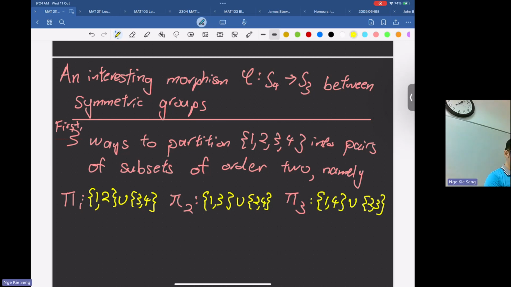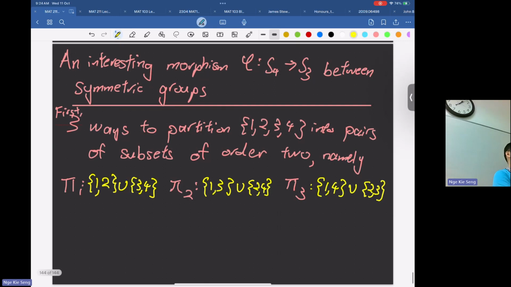Okay, so how do we build a map from S4 to S3? S4 is the set of things that permute 4 indexes. S3 is the set of things that permute 3 indexes. So by permuting the 4 indexes here, we can permute these 3 subsets.